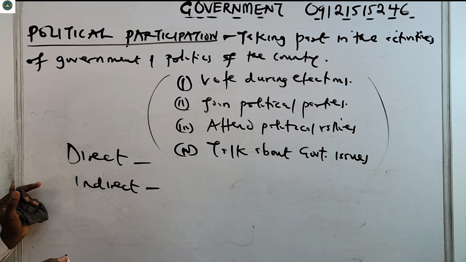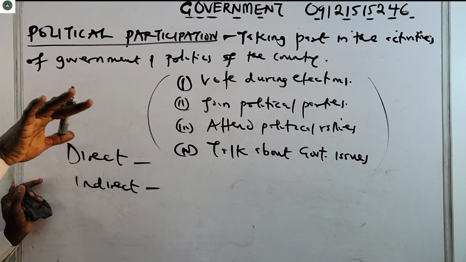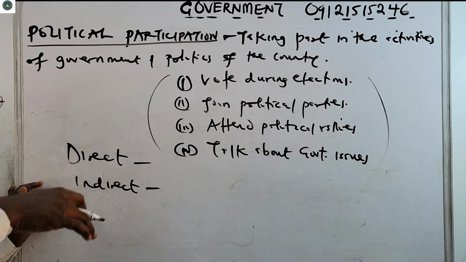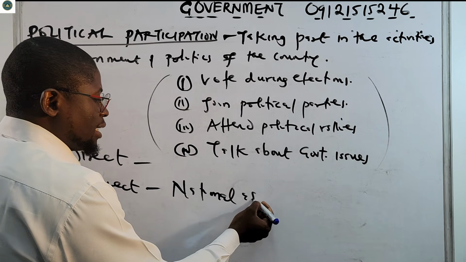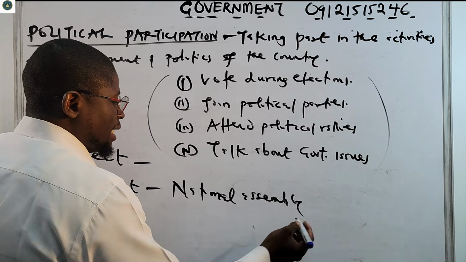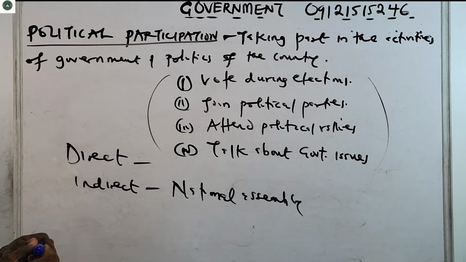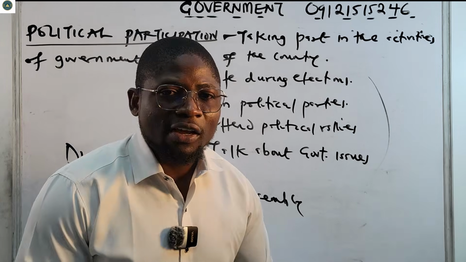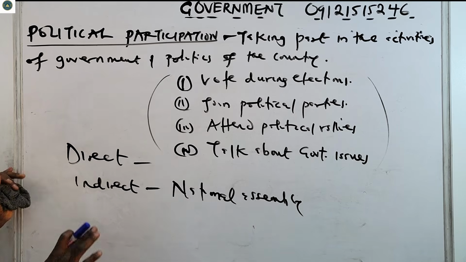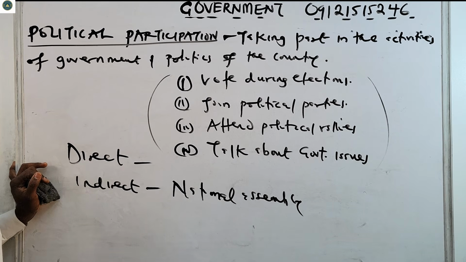In indirect participation, citizens choose leaders to go and make laws for them. Like, for example, when you do an election for the National Assembly in Nigeria, or the House of Reps, it is we who go and vote for our leaders. So that is indirect participation. So what are the ways people can participate in political activities?